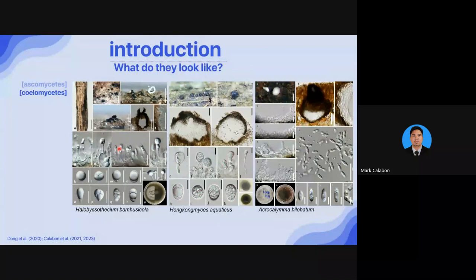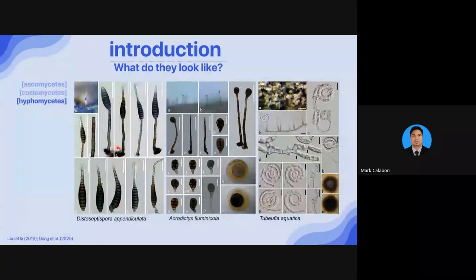Take note that the morphology of coelomycetes and ascomycetes, when you observe them at the macro level with your dissecting microscope, cannot really be distinguished unless you cut the ascomata or the fruiting body. For the hyphomycetes, well, these are also common. So you have the conidiogenous cell, the conidiophores and the conidia, and some of the intricate designs of the conidia are from the hyphomycetes.